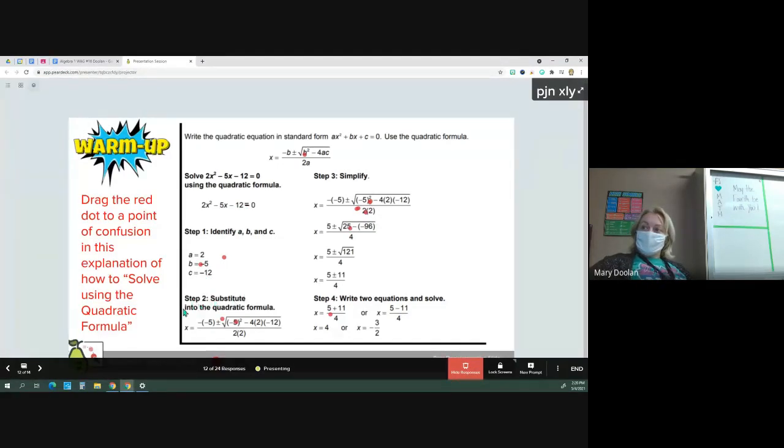For step 2, substituting into the quadratic formula, some confusion here with negative 5. Okay, so your quadratic formula is given to you up here. And if you look, B shows up 2 times, A shows up 2 times, C shows up once. So once you know what A, B, and C are, they're just numbers. You replace those letters with the number they're equal to. So B squared means instead of B, I'm going to put negative 5 here. And then once you've substituted it all in, we're going to go to step 3, which is to simplify this.